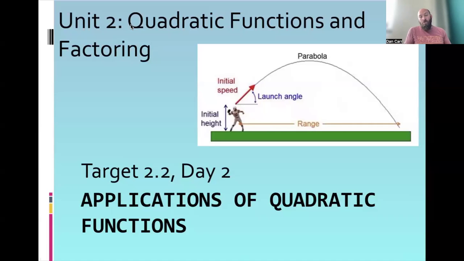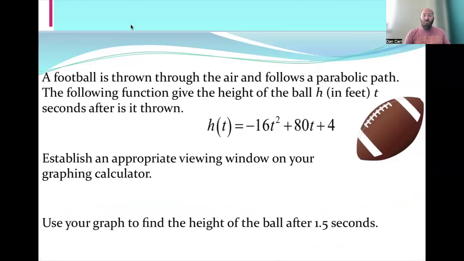Today we're going to be looking at 2.2 day 2. Today's focus is going to be the applications of quadratic functions. A lot of this has to do with objects that fly through the air. In real life, because of gravity, something goes up in the air and then it comes down again, and it follows a parabola shape to that path through the air. So that's our focus, and we're going to use that to model some real life scenarios.